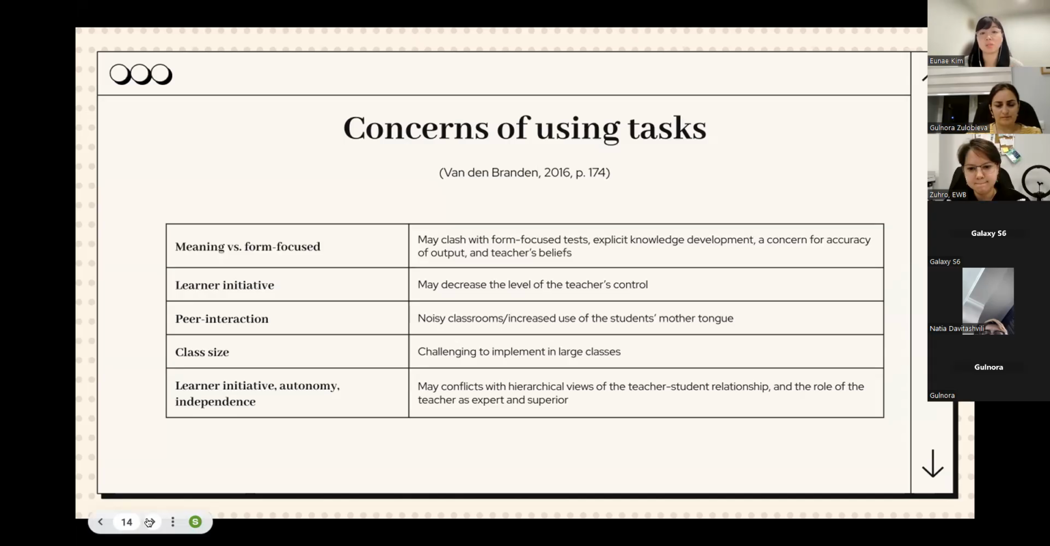So every teacher has a different comfort level, right? Due to peer interaction, classrooms will be noisy. And some students might want to use more of their first language. Are you comfortable with noisy classrooms or not?